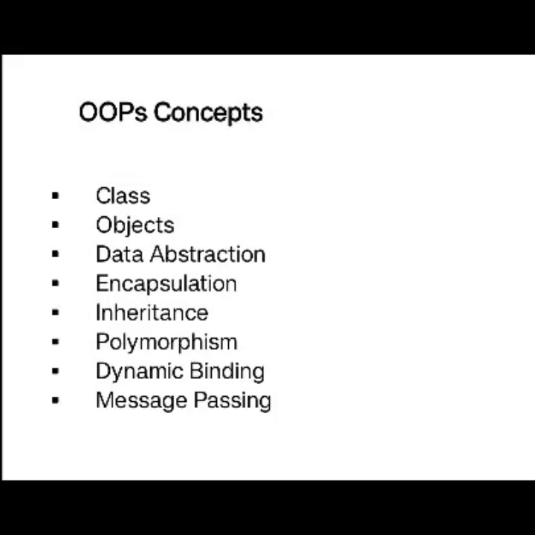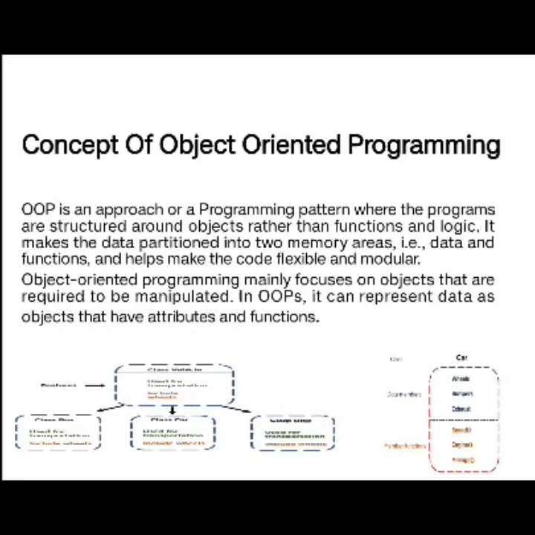And some of the things are not good in this programming language, in POP. To overcome these problems, OOP came into the market, which provides lots of concepts. So these concepts are classes, objects, data abstraction, encapsulation, inheritance, polymorphism, dynamic binding, and message passing. Using these concepts, we can do our programming in a good manner. It provides lots of features.